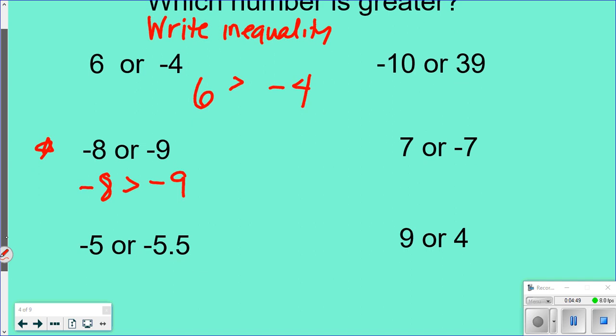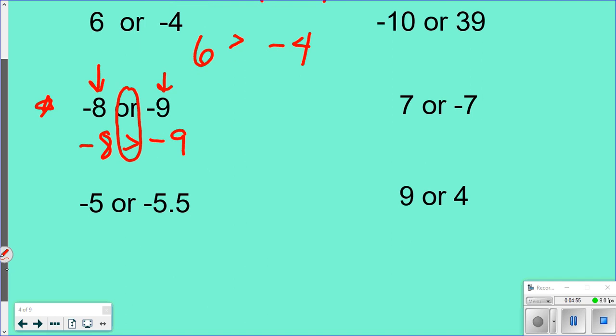Notice how I'm leaving it all in the same order. The only thing I'm changing is this right here. So if I do the next one, negative 5 or negative 5.5, the one that's greater here is negative 5. Even though this says negative 5.5, you have to think about what comes closer to 0 on the number line.